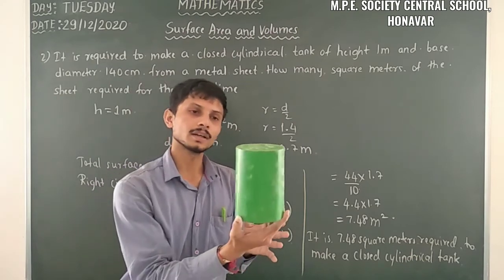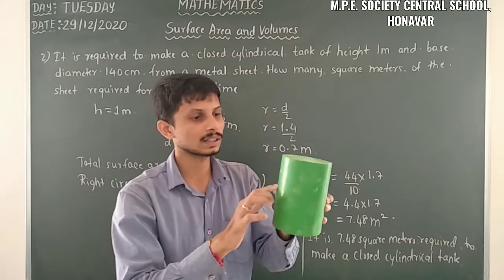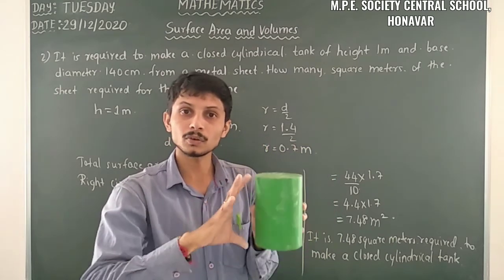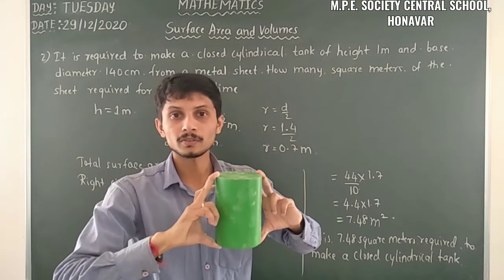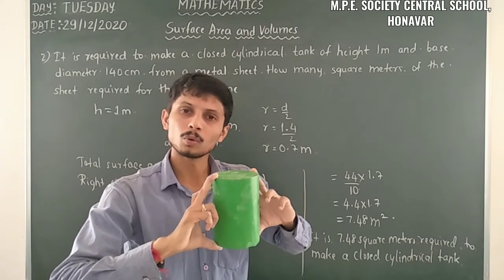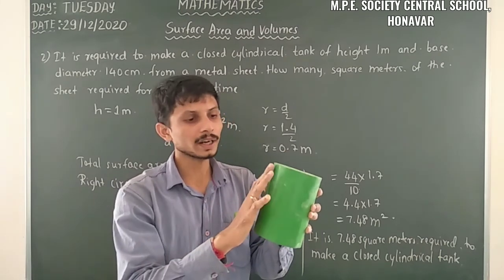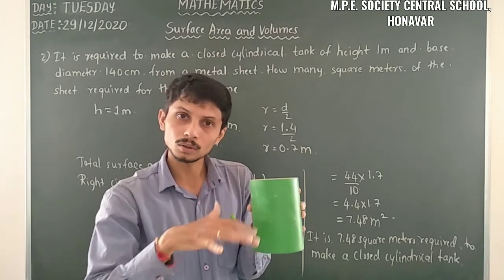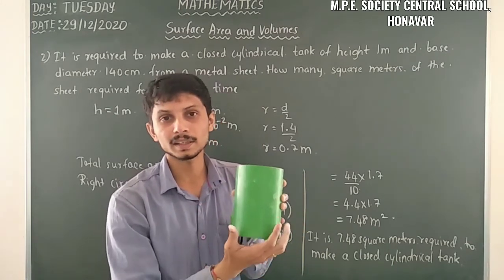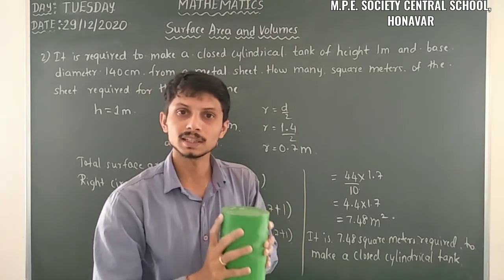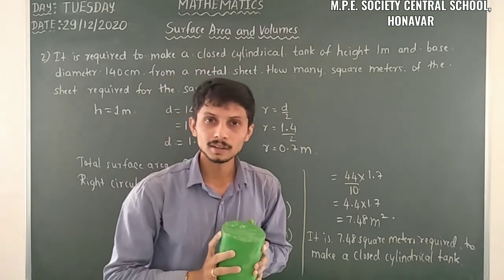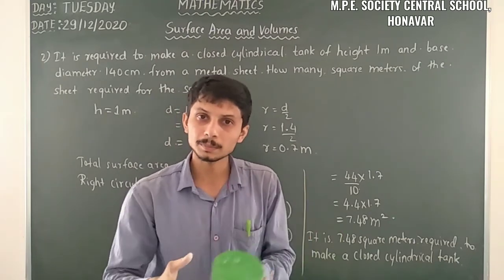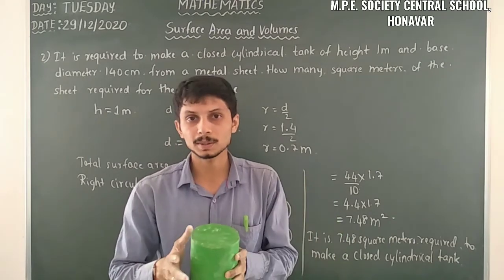Here just observe, it is painted in green paint. So here you have to paint all the surfaces. That's why you have to find out the total surface area. If you only want to paint this curved part, then there is no need of taking the total surface area. Only the curved surface area is enough in this case. So I hope you understood when you want to take the total surface area and when you want to take the curved surface area.